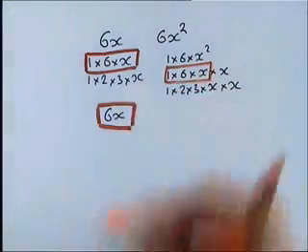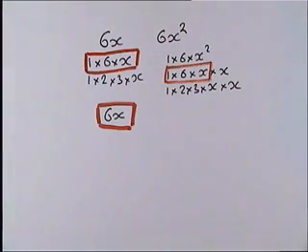Okay, so it's a little bit harder to find the highest common factor of numbers which have got unknowns in them, but it's possible. Now there's another way of doing it.